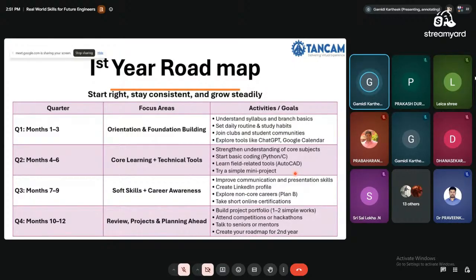We should appear for the GATE examination at the end of third year. And we should excel ourselves in our technical skills at the end of fourth year. And we should be cracking a job at the end of fourth year.